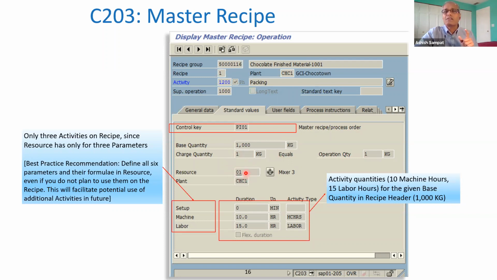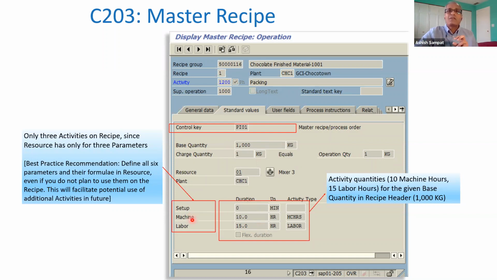Now, if you recall, this is the same resource that we had in CRC3 when we looked at the very initial screen. And here we have identified that 10 machine hours will be required to manufacture 1000 kilograms and 15 labor hours will be required to manufacture 1000 kilograms. So roughly we can say that 1.5 laborers are attached to this machine. So likely that you're sharing between two machines. That's what one would interpret this as.